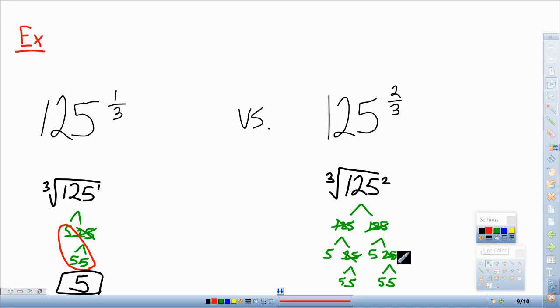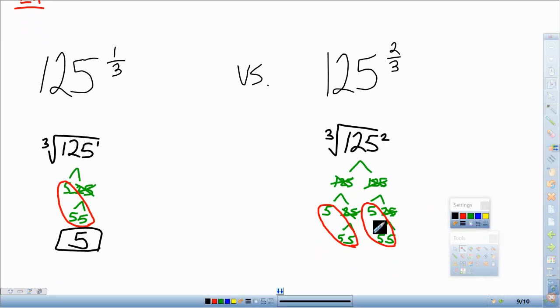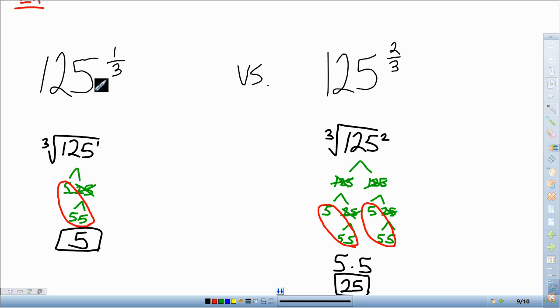Okay, now I can start to look for 3 of the same numbers. It looks like I have a group of 3 5s here and a group of 3 5s here, right? Nothing else left over, which is kind of a theme of this particular lesson, okay? But it looks like this means 2 5s are coming out. So 5 times 5 gives me a 25. Okay, so maybe something to just kind of realize here. These were basically the same problems, but this one was to the power of 1, and this one was to the power of 2. And yeah, 5 to the power of 2 would give me 25.